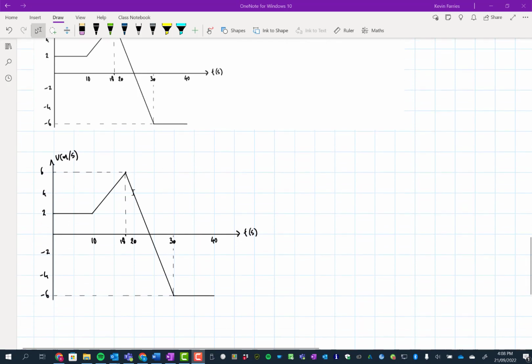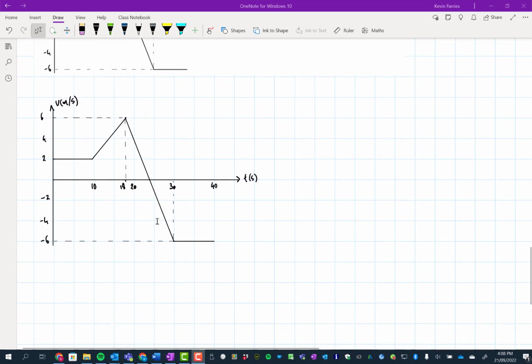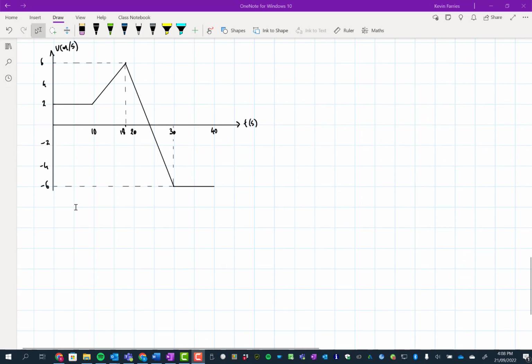And so what we want to do this time is just try and do the same thing and figure out the displacement graph and the acceleration graph.